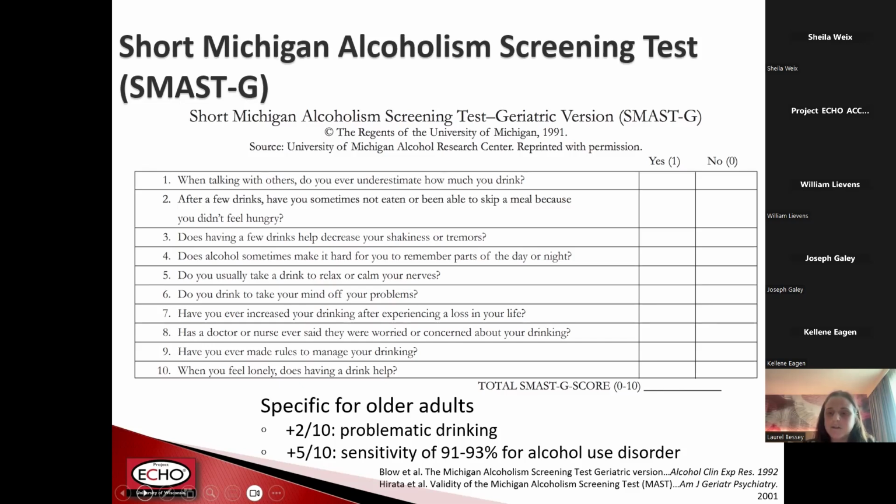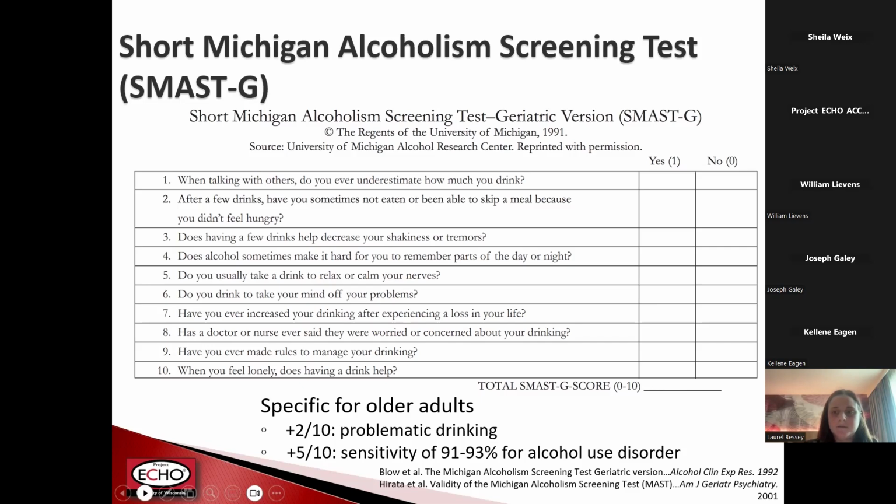It's got a sensitivity of 91 to 93% for alcohol use disorder. So if it's negative, you can probably rule out a full disorder with a little bit more confidence than some of the other screeners. And there was a study comparing this with the CAGE and found that this identified older adults who were drinking at harmful levels that had not been detected by the CAGE questionnaire. So this asks about some things, including like when you feel lonely, does it help having a drink? Do you drink to take your mind off your problems? Just some questions that might be more sensitive to our older adult population.